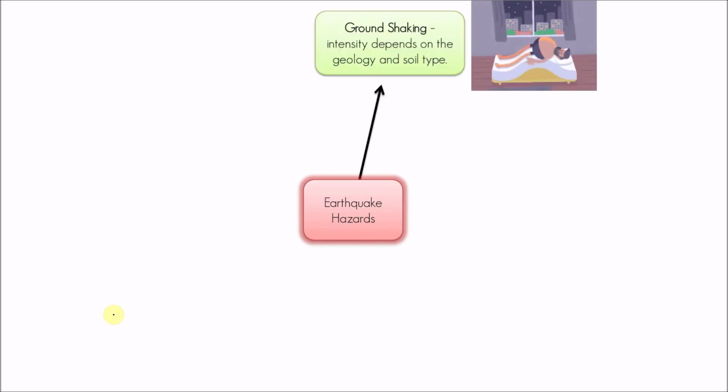Now, ground shaking is obviously the most significant thing that we associate with earthquake activity, and the amount that the ground shakes will vary depending on a number of factors. So firstly, how close you are to the epicenter, as we've said, but also on the rock type or the soil type. Different rocks and soils can actually allow the earthquake energy to pass through them more easily and therefore make the shaking more intense.